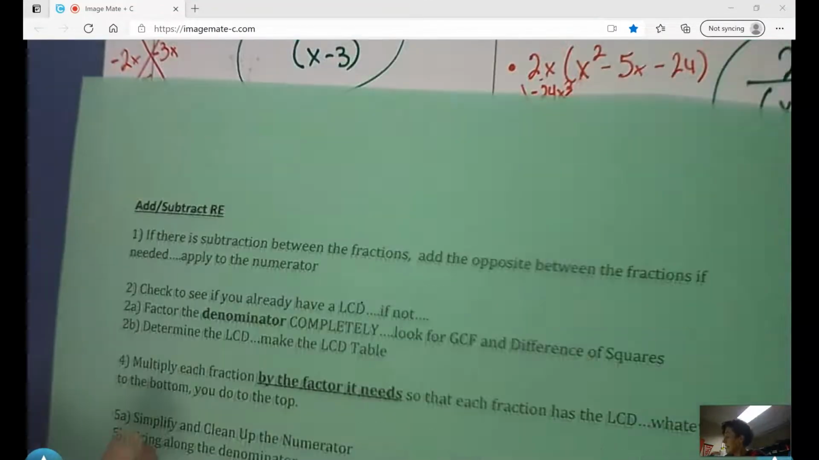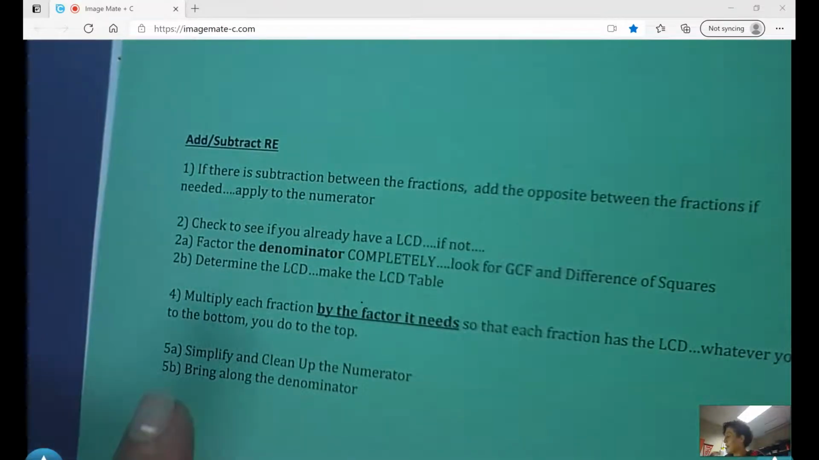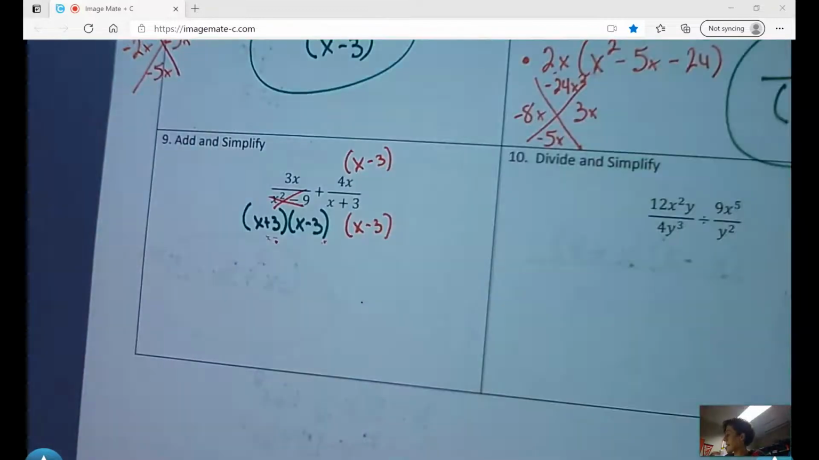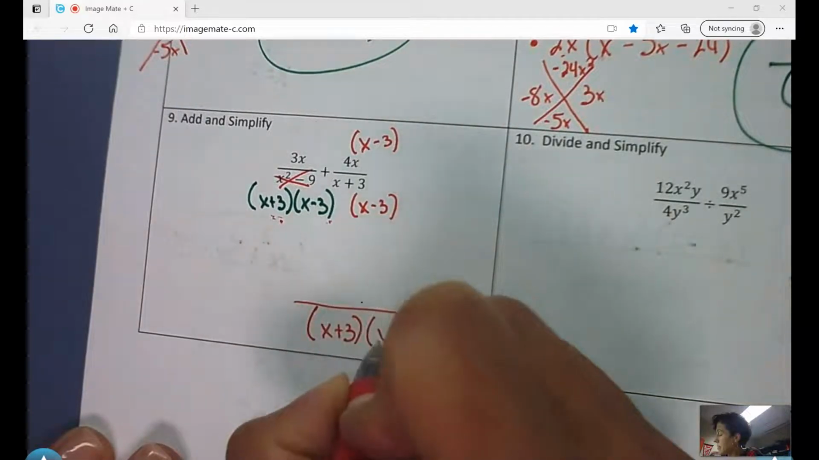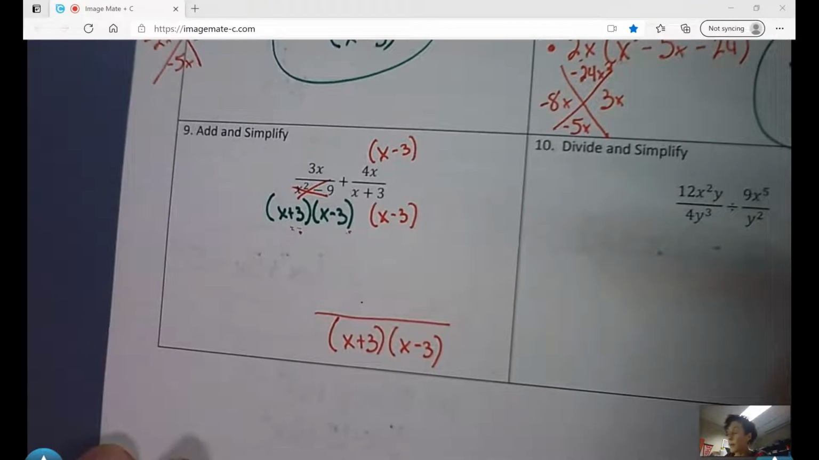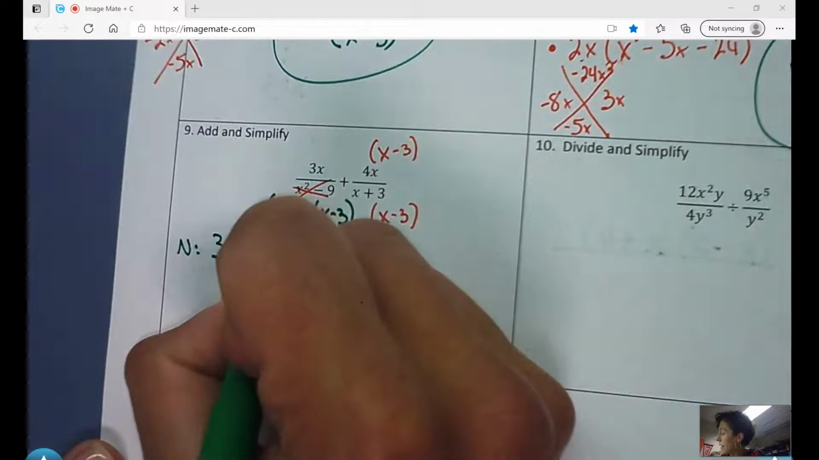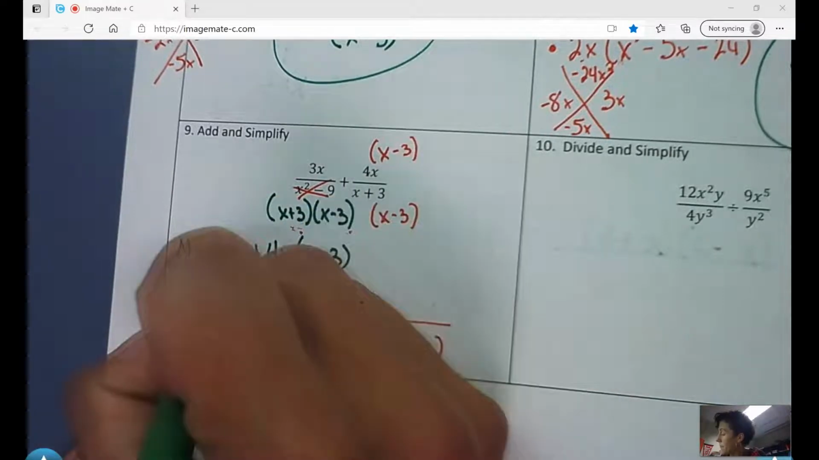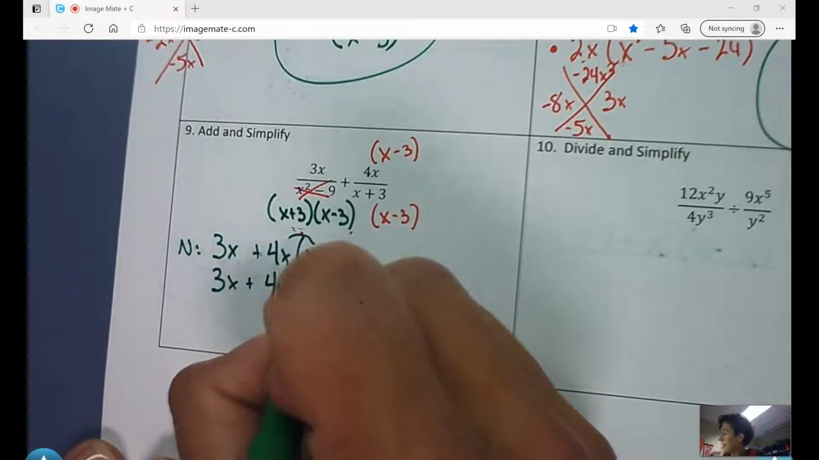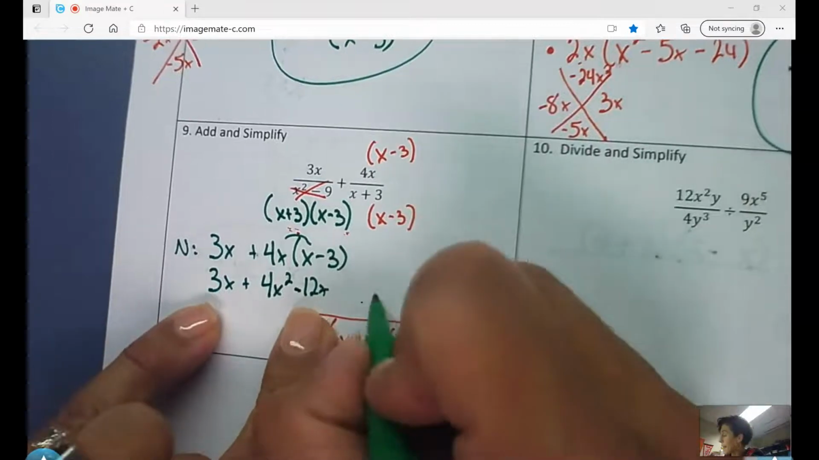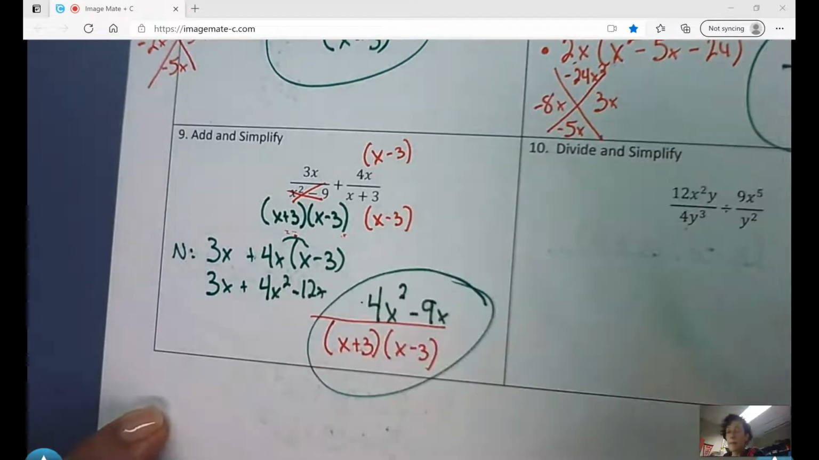Okay? And so now we did this. We multiplied each fraction by what it needs. So we're going to simplify and clean up the numerator and then just bring along that denominator. So the denominator is set as x plus 3 and x minus 3. The numerator, however, this one never changed, but this one has a 4x with the x minus 3, which can leave me with 4x squared minus 12x, and then the x terms can combine, so when I'm done I'll have 4x squared minus 9x. Done.